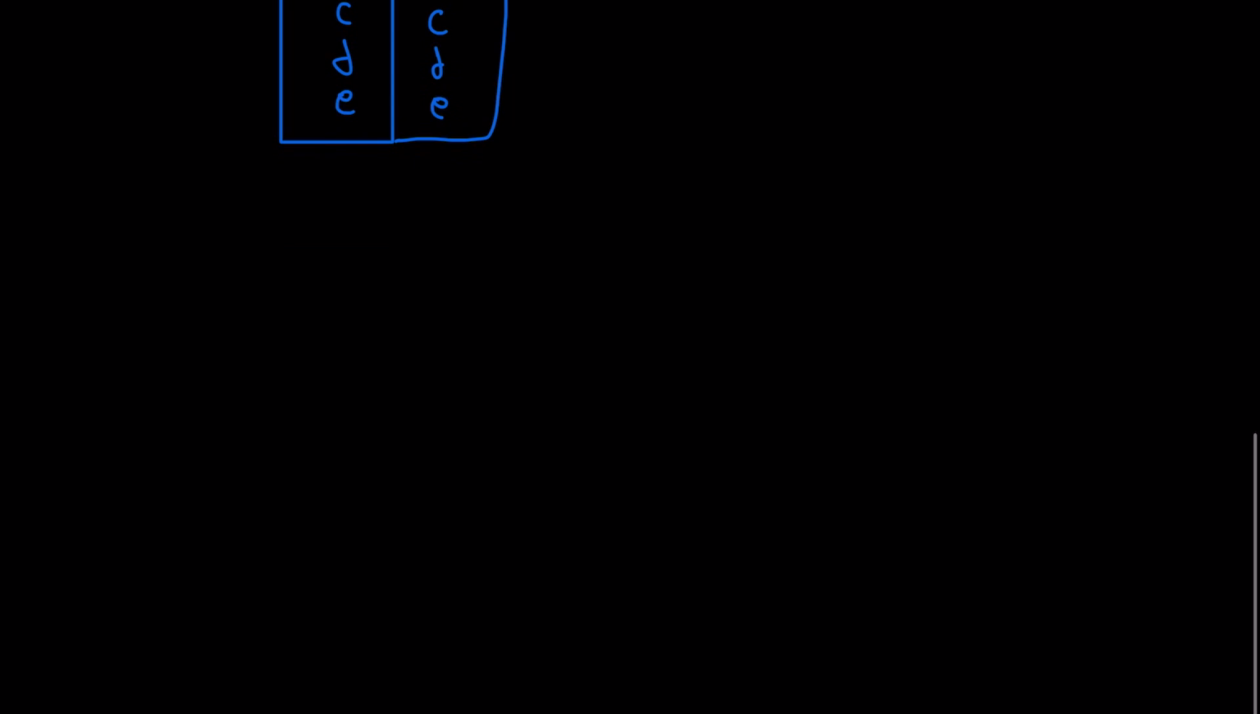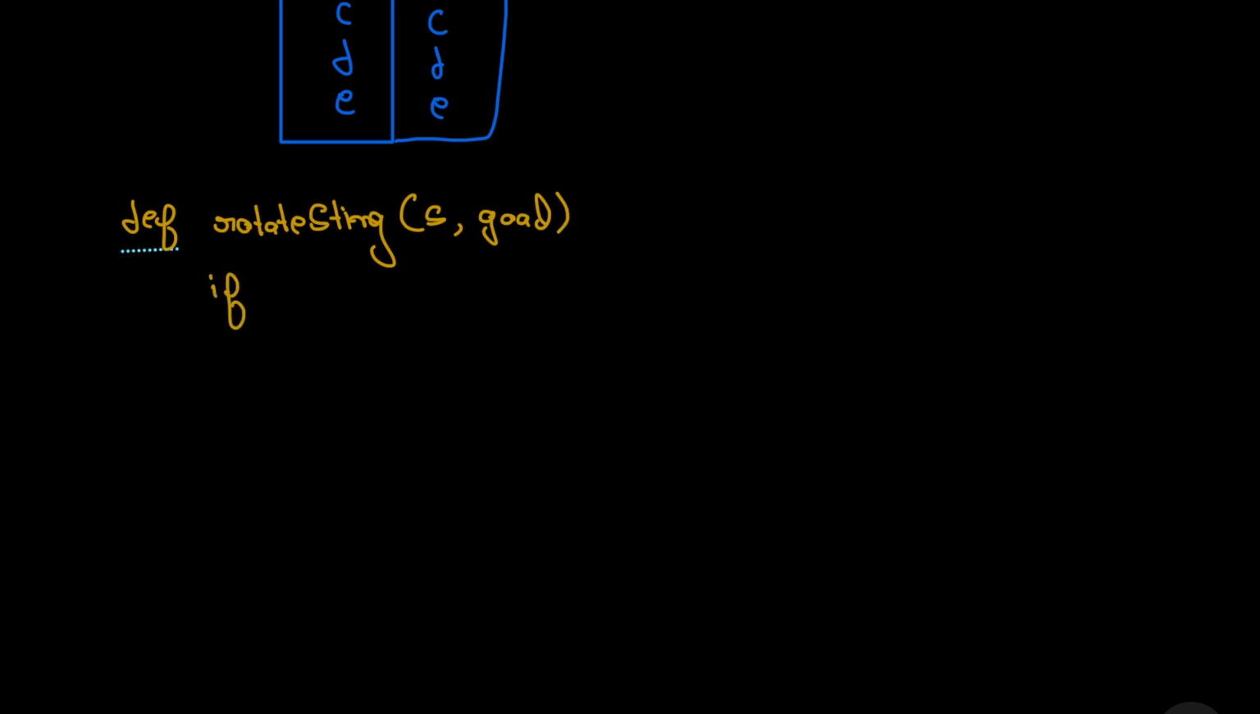Let's try to write the solution for it. Again, the function name will be rotate string. This will take two parameters: one is S, another is the goal string. Now first we'll do a sanity check. If the length of S is not equal to the length of goal, this is the same thing that we did last time, just to have a basic sanity check, so we'll return false if the lengths are not equal.